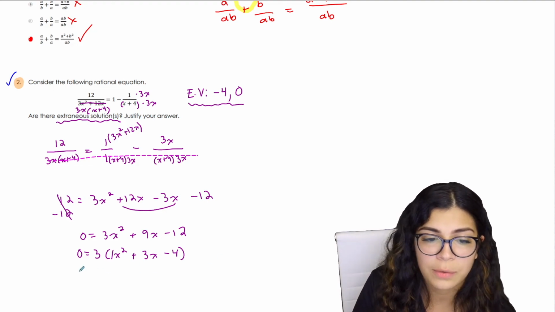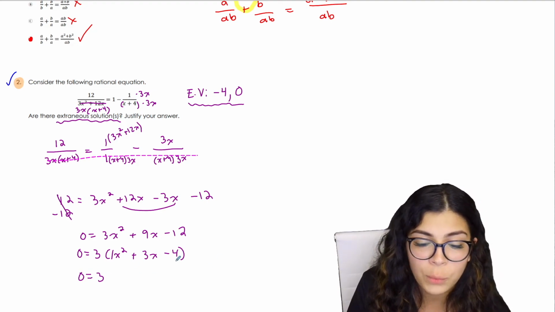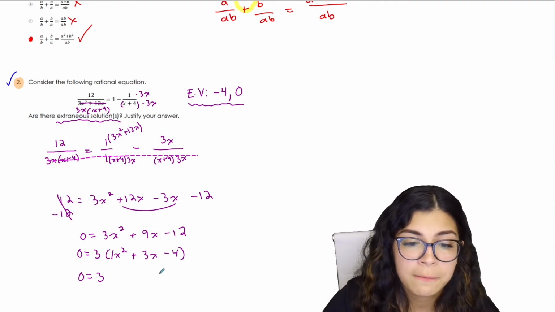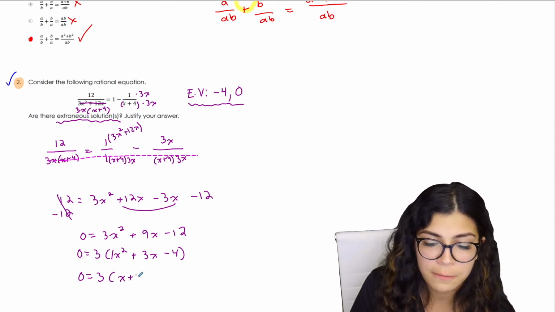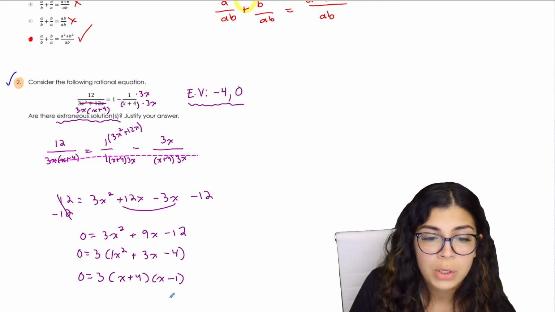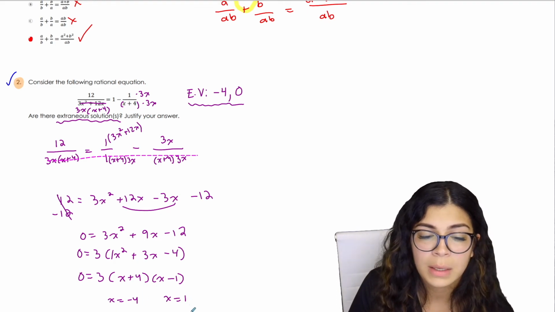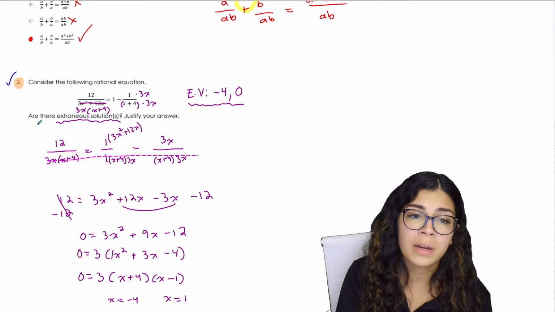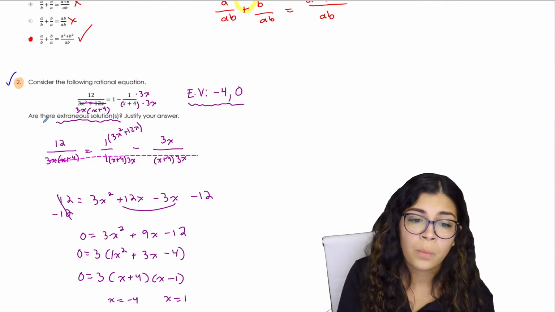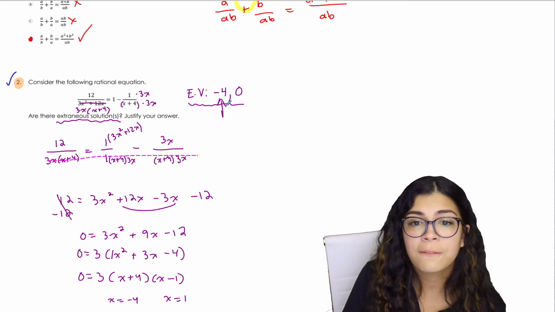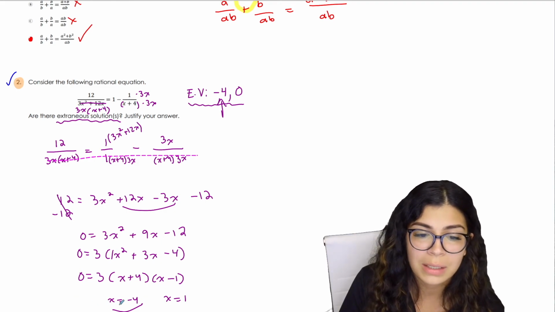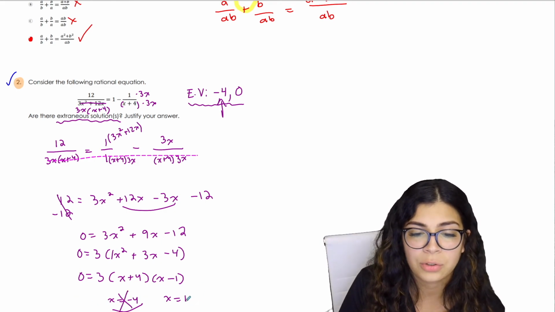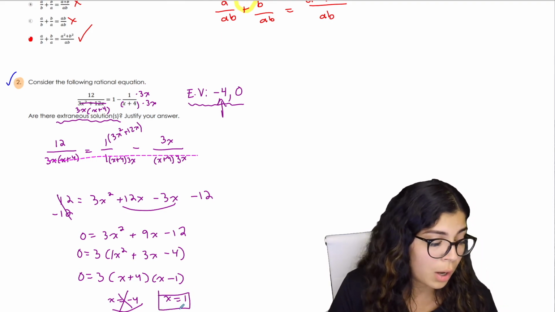And the coefficient here is 1, so to factor that one is very easy. Multiplies to negative 4, adds to 3, would be 4 times negative 1, 4 plus negative 1. So this factors into x plus 4 times x minus 1. So we have two solutions, x equals negative 4 and x equals 1. Now remember, the original question is, are there any extraneous solutions? So if you look at the excluded value, negative 4 is an excluded value, and we got that as a solution. So this is an extraneous solution. This is not actually a solution. The only solution would be the 1.